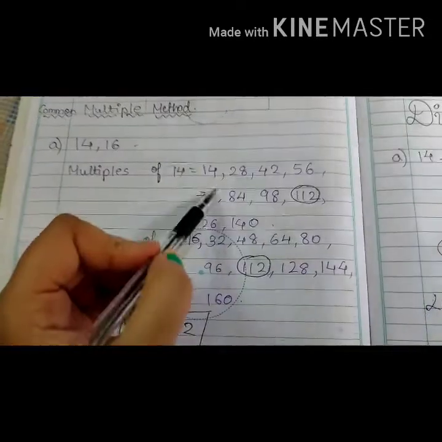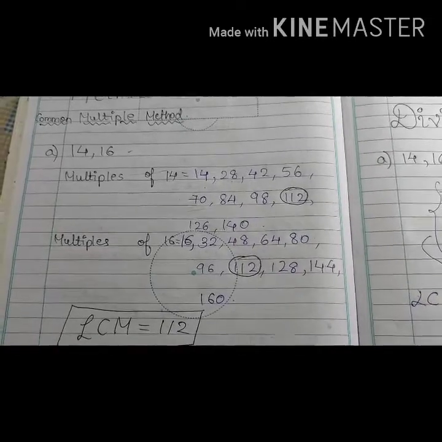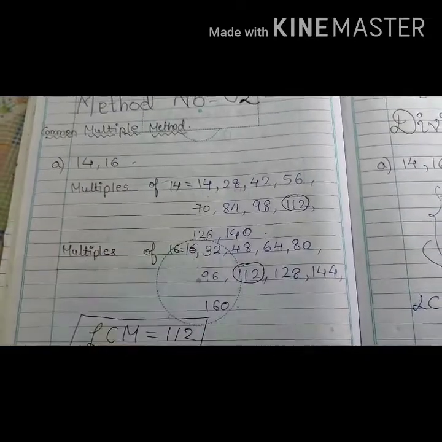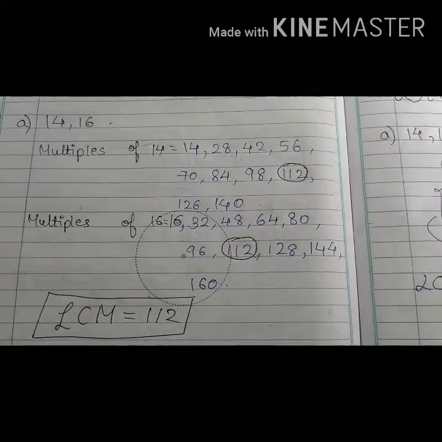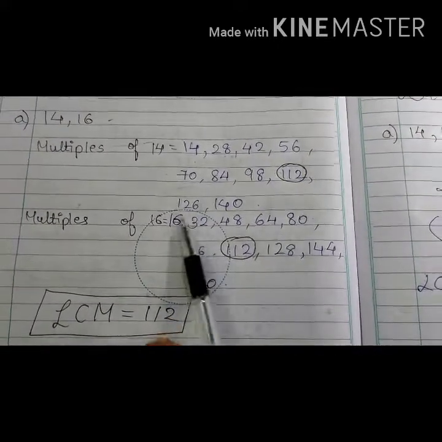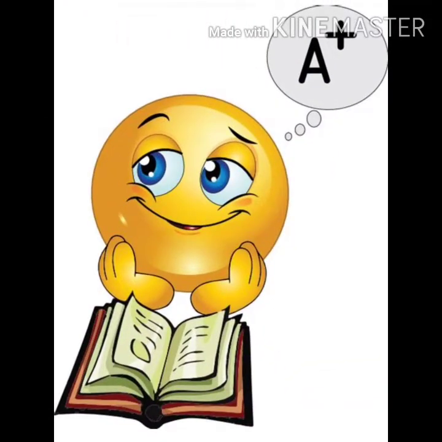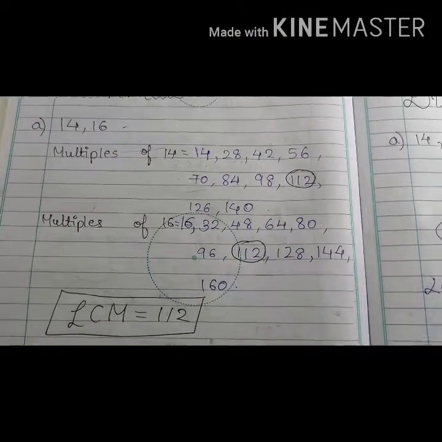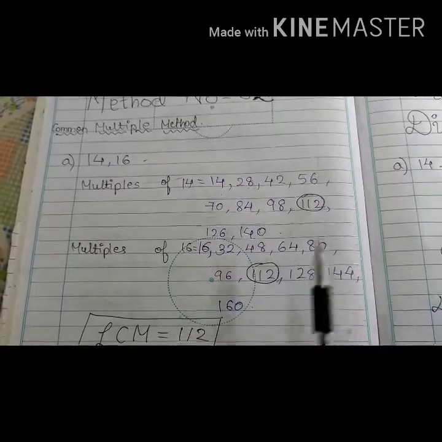No dear. Does 14 come in the table of 16? I cannot find it. So which is the number which comes in the table of 14 and also appears in the table of 16? Can anybody find it? Yes, teacher, I can find it. It is 112. Okay, this is the easiest and most time saving method.